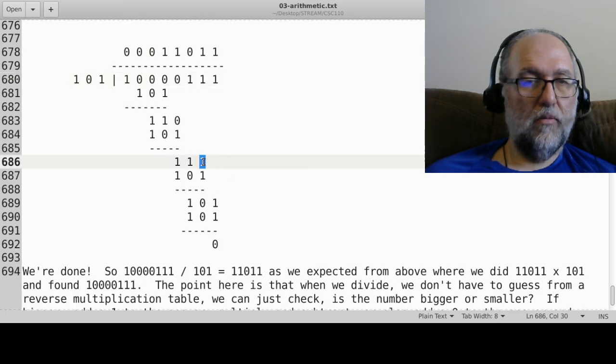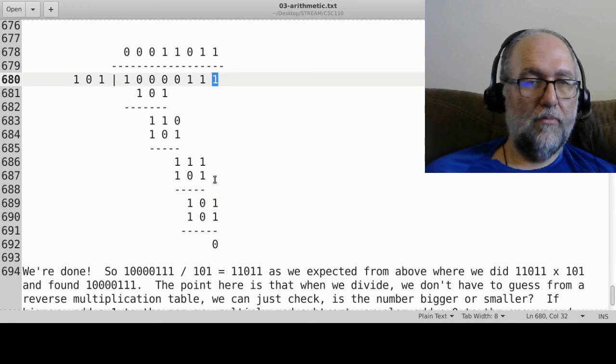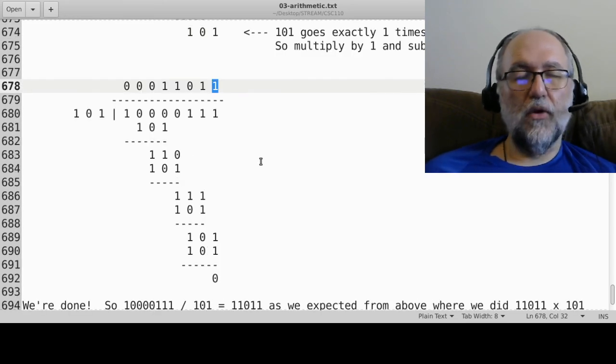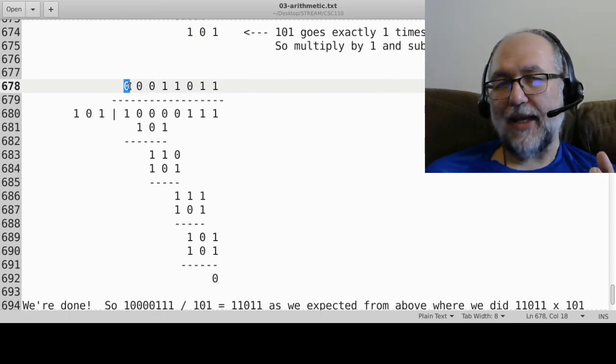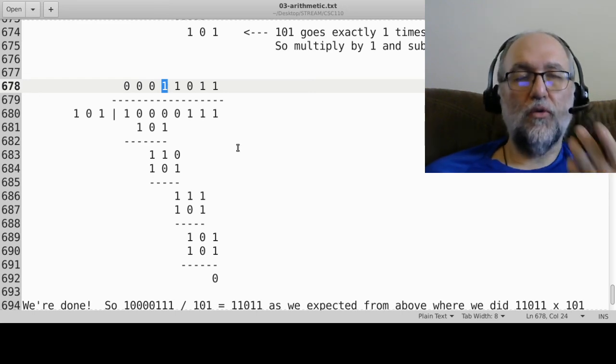Sorry, I scrolled a bit too far. Does this now divide into that? Yes, once. Okay, multiply that by that. Subtract, and we get that. And then we bring down that number again. And we ask, does this divide into that? And the answer is yes, once. So either it's not dividing in or it is dividing in. And you just keep going through that.